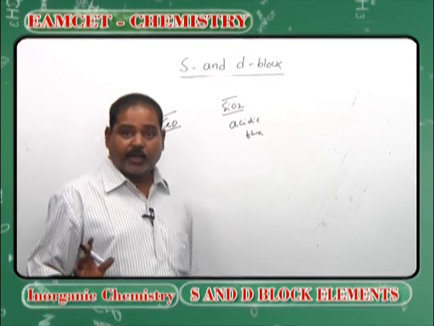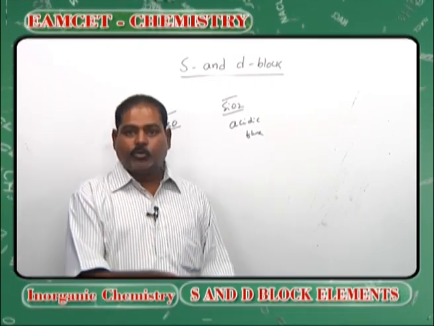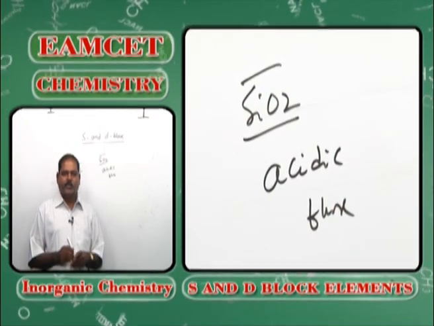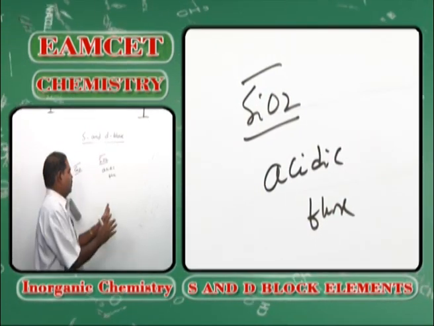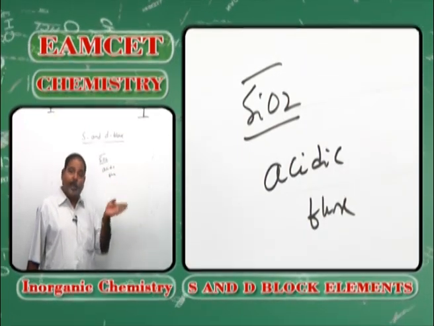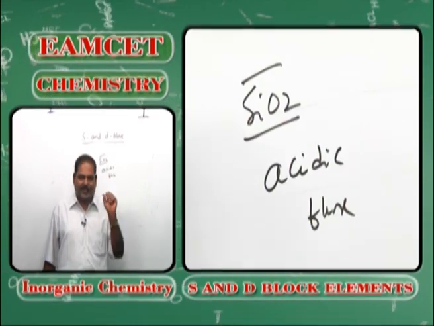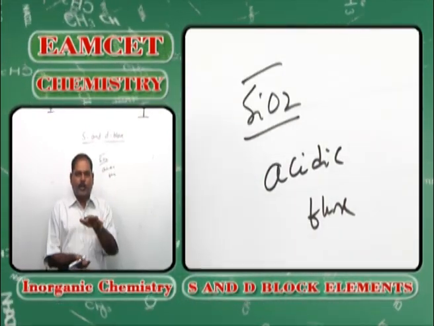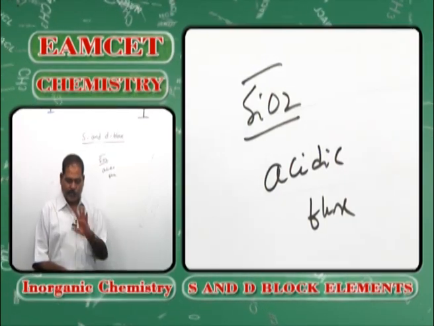Not only that, how can you mix a gas into this one? SO2 is a gas. Silicon dioxide means sand. You can bring any amount of sand and put. Therefore, SiO2 is used as acidic flux. SO2 may be used, but that is not used in practice, because it is difficult to bring in a gas and mix that to a molten mixture. So, SiO2 is the answer.